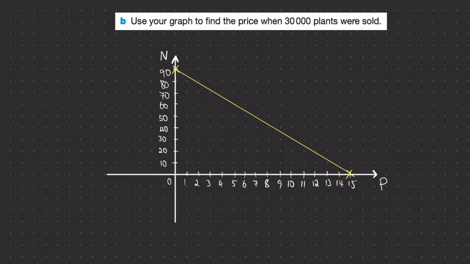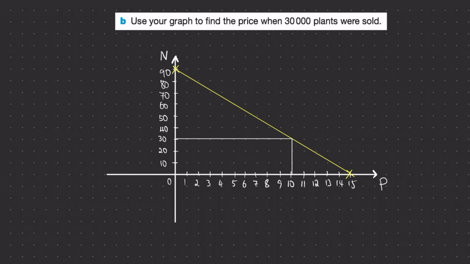Part B of the question was to use the graph to find the price when 30,000 plants were sold. Remember, n has units of 1,000, so 90 is actually 90,000, 50 is actually 50,000. So we're looking for 30,000 plants sold. That's this position here. I'm going to go across to where the line meets our straight line, the yellow straight line. Go downwards and we see that's around 10, okay, for the value of p.